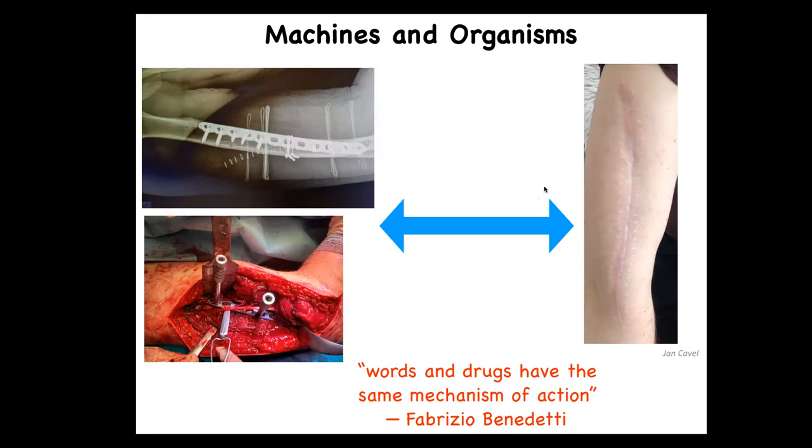And what I'm interested in is the spectrum, what happens in between these two and how they connect to each other. And I really like this comment from Fabrizio Benedetti, who studies placebo effects and things like that. He says that words and drugs have the same mechanism of action underneath. And we're going to talk about this link between cognition and intelligence and really the practicalities of repairing bodies.